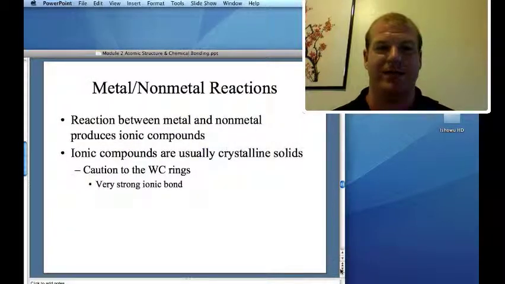Metals and nonmetals react, and these produce ionic compounds, and then they form crystalline solids. A caution: some of these bonds are strong, some of them are not very strong. Be very careful if you have a tungsten carbide ring. Tungsten carbide is a very durable solid, and it cannot be broken by the jaws of life. So do not wear your tungsten carbide ring if you're working on your car, for instance. They will have to take apart the car to get your hand free. They will not be able to cut the ring.